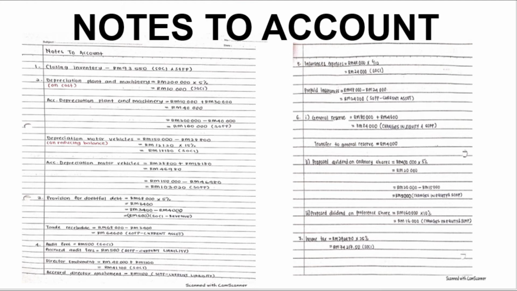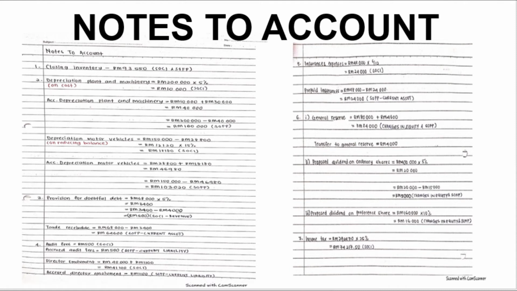Besides that, we go to note 6, first Roman: transfer 4,000 to general reserve. We have 80,000 in the trial balance, which has to be added with 4,000, and that gives 84,000. So it is put on the statement of financial position. The transfer of 4,000 to general reserve must be added in the statement of changes in equity.